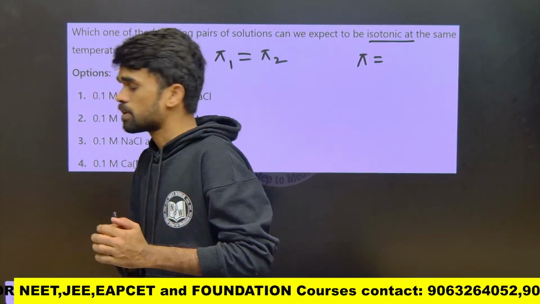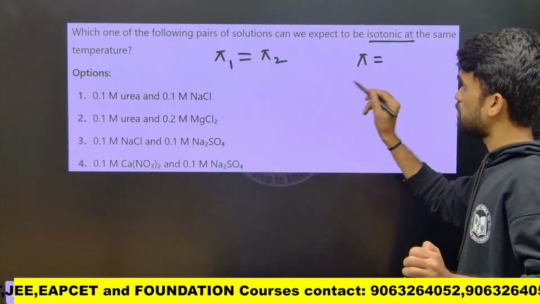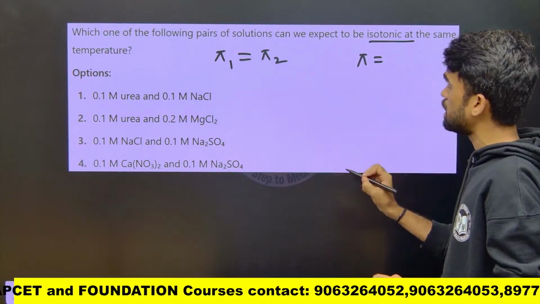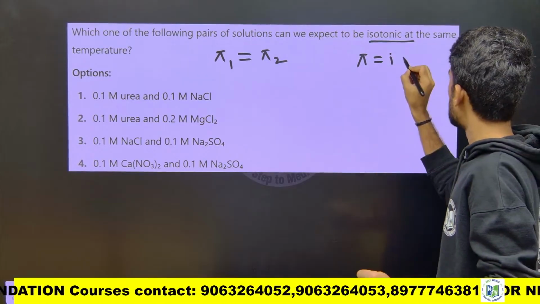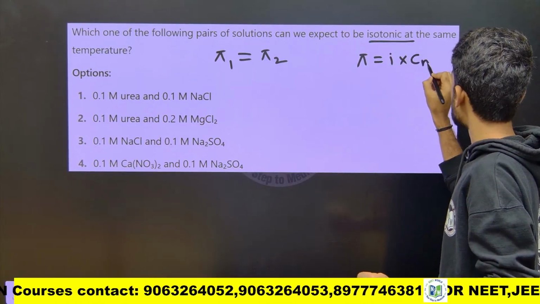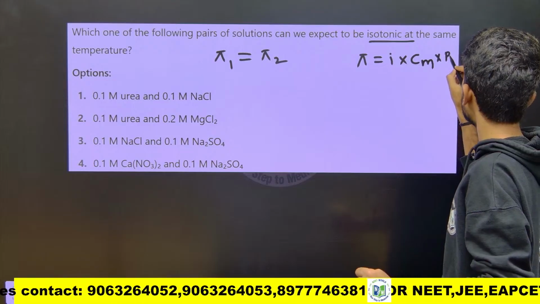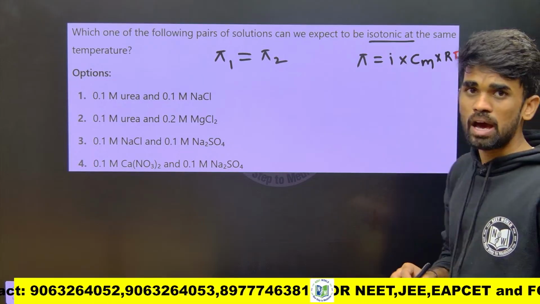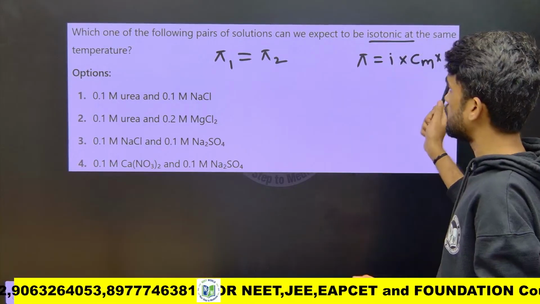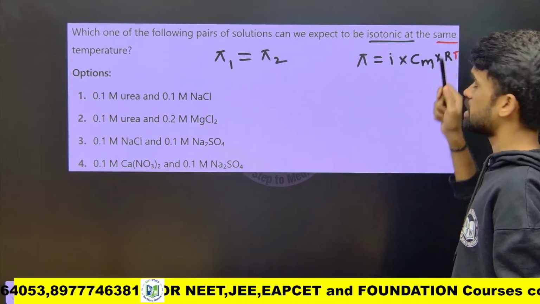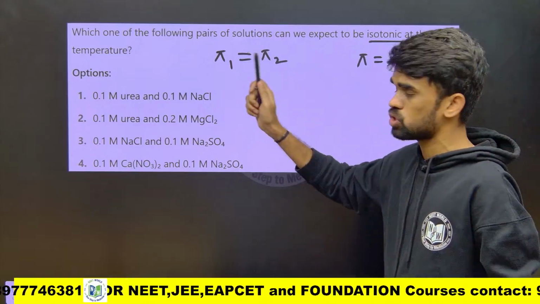Now pi means osmotic pressure, which is taken as first of all the Van 't Hoff factor i multiplied with its molar concentration into R into T. R is the universal gas constant, and T is temperature. Since they mentioned the same temperature, T is same for both solutions.